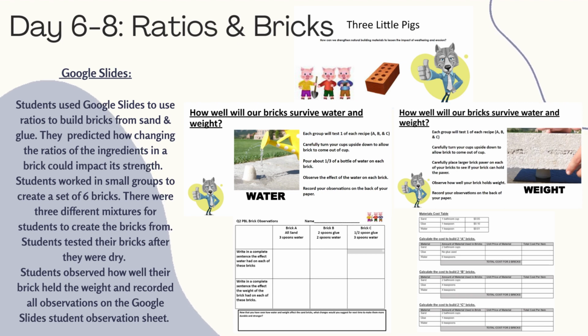For days 6 through 8, students used ratios to build bricks from sand and glue. They first predicted how changing the ratio of the ingredients in a brick could impact its strength. Then they listened to the read aloud of the 3 Little Pigs. Students were introduced to the project restraints and worked in small groups to create a set of 6 bricks from 3 different mixtures.